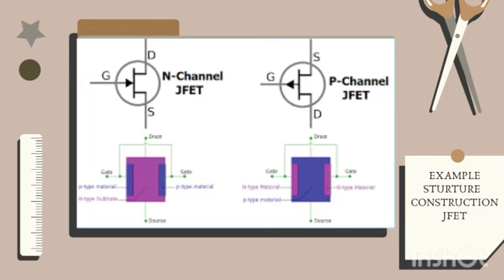There is an example structure of the construction of JFET. On the left side, we will see the structure of the N-channel JFET. Meanwhile, on the right side, we will see the structure of the P-channel JFET. G is the gate, D is the drain, and S is the source.